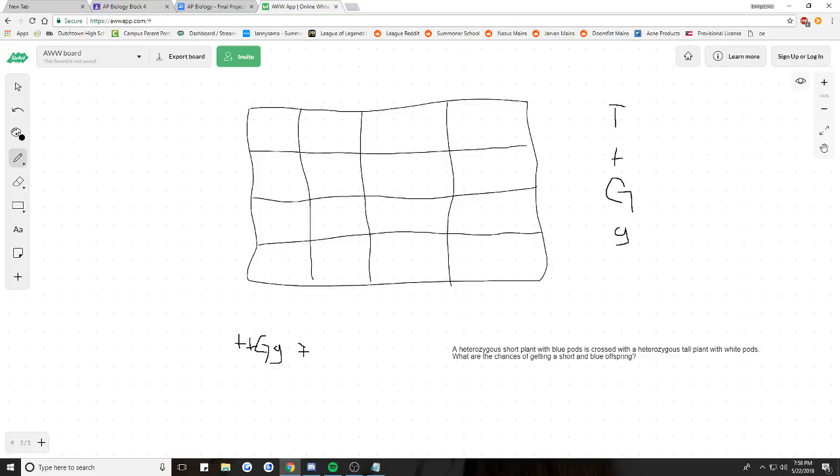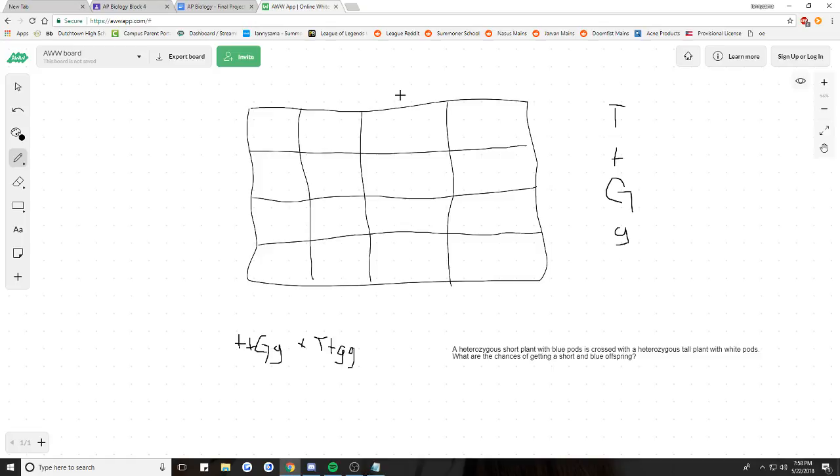Next, it says is crossed with a heterozygous tall plant with white pods. So that means that the T has to be capital since it's dominant. So it would be capital T, lowercase t, and then 2 lowercase g, since the white pods is the recessive one. Now once you consider the parent genotypes, you can begin to draw out and fill out your dihybrid cross.